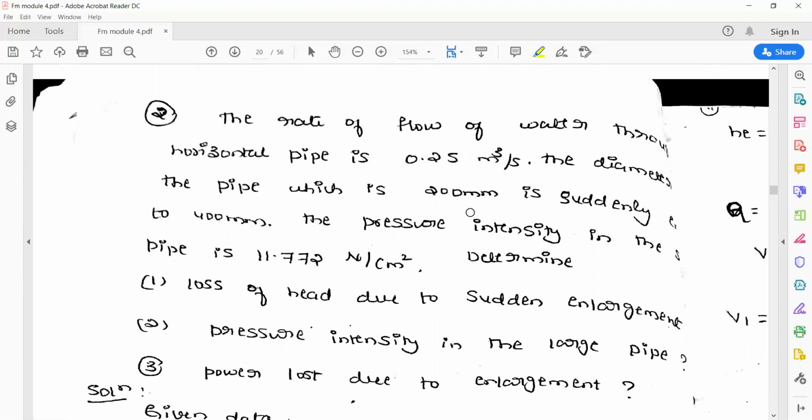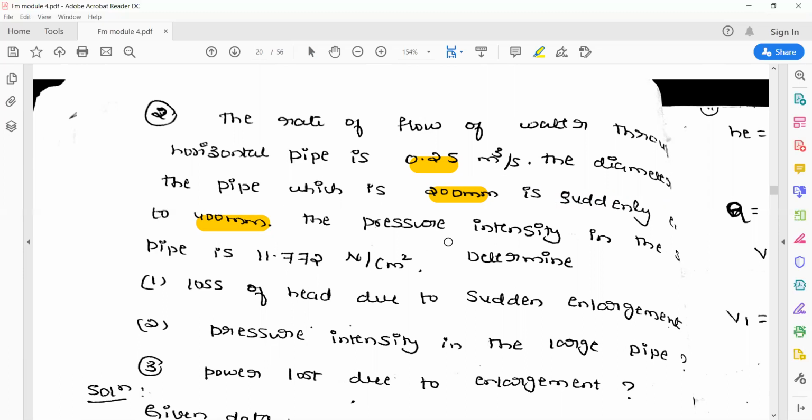The rate of flow of water through a horizontal pipe is 0.25 meter cube per second. The rate of flow of water in the sense of discharge, the value of Q they have given, right? Discharge is equal to 0.25 meter cube per second. The diameter of the pipe, which is 200 mm, is suddenly enlarged to 400 mm. Here also there is sudden enlargement from 200 millimeter to 400 millimeter. So D1 is equal to 200 millimeter and D2 is equal to 400 millimeter.